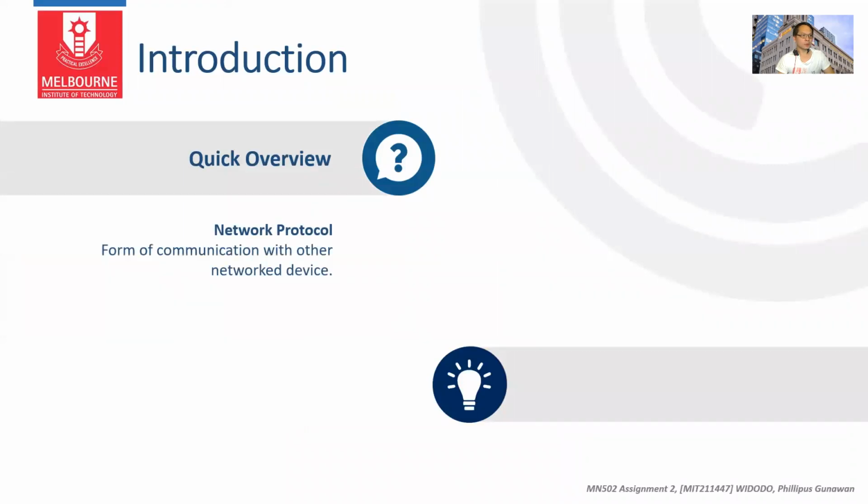Network protocol. To be able to communicate with one another, network devices need to have a form of communication. This is where the Internet Protocol, or IP, takes place in networking. It is the communication protocol to transmit data on the network.